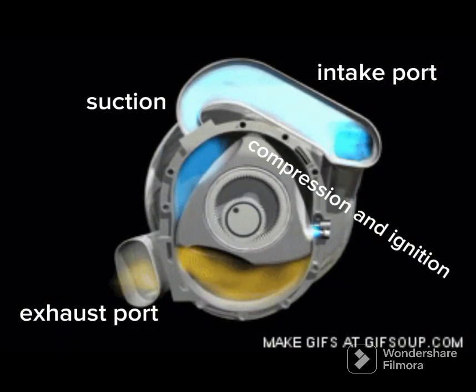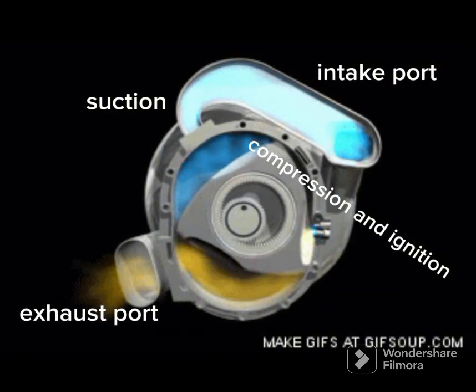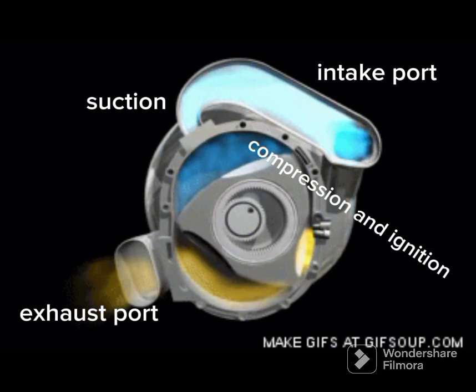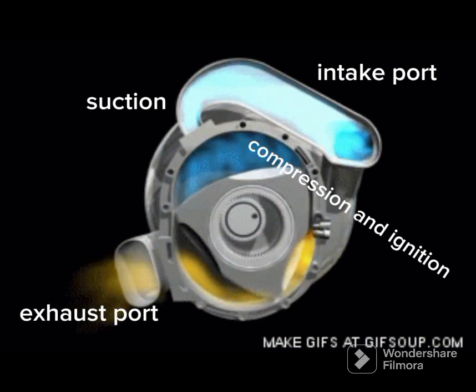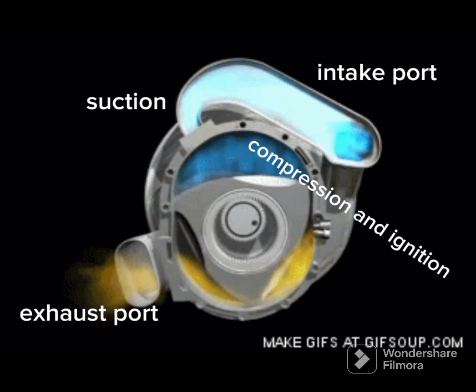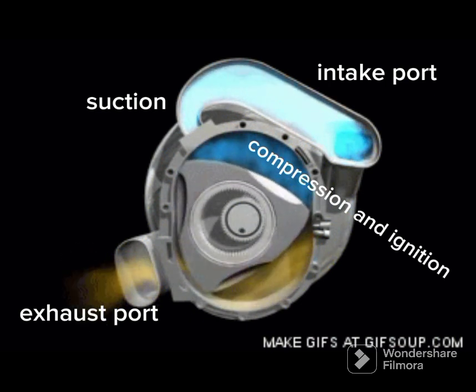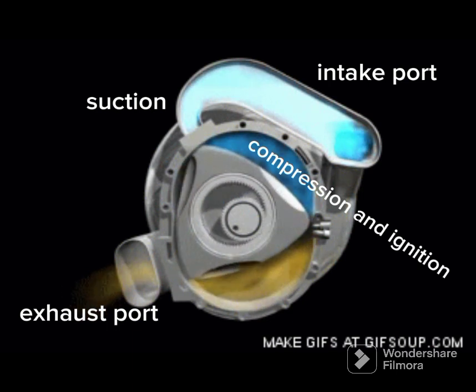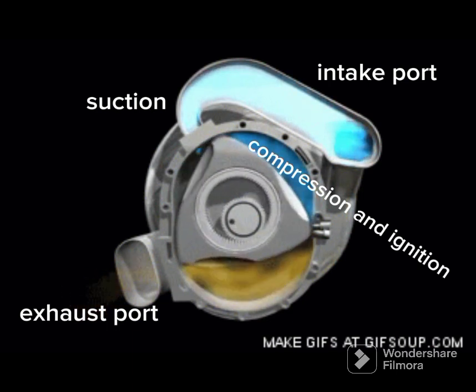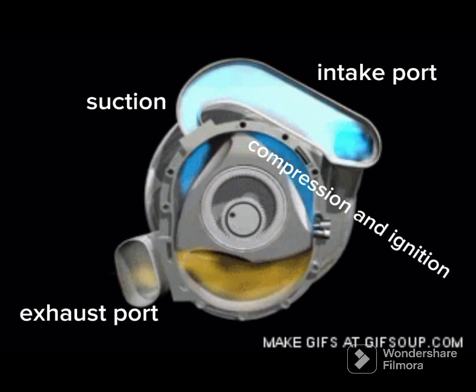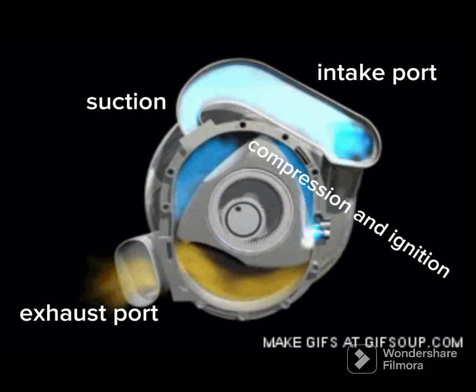Number 1. In the intake zone, fuel and air are drawn into the engine through an intake port. As the rotor rotates, it creates a chamber that grows in volume, sucking in the fuel and air mixture. Number 2. In the compression zone, the chamber is compressed by the rotor as it rotates, squeezing the fuel and air mixture to a higher pressure and temperature.